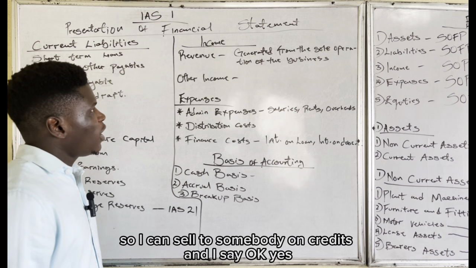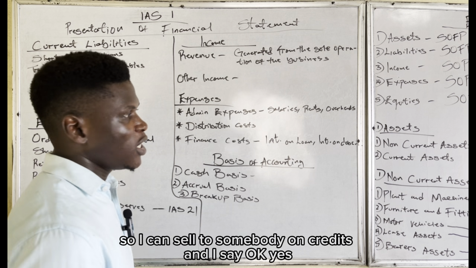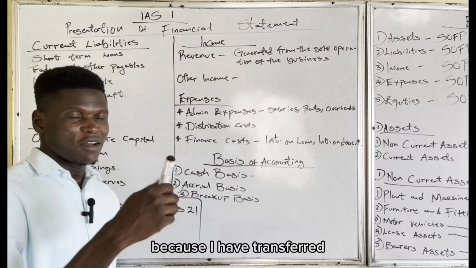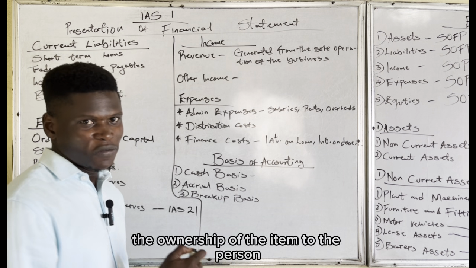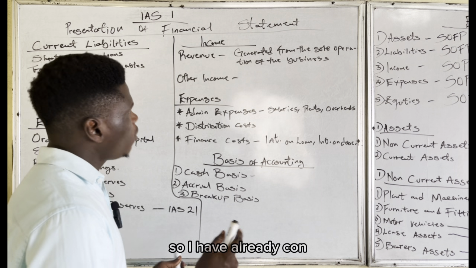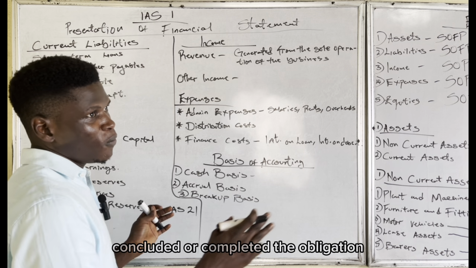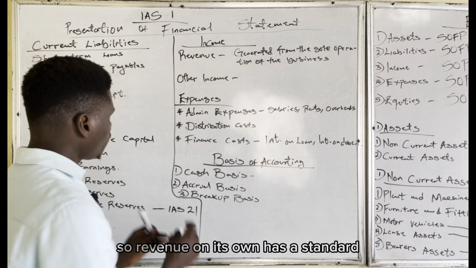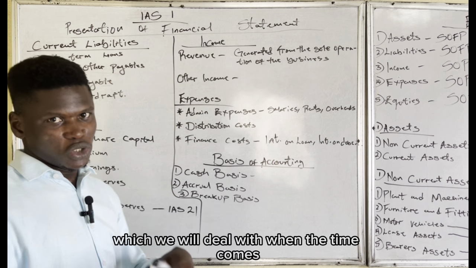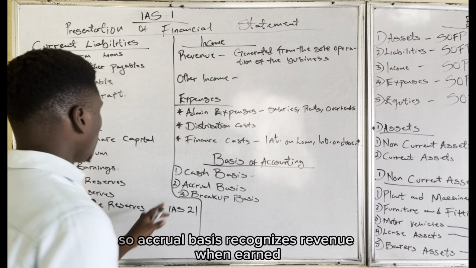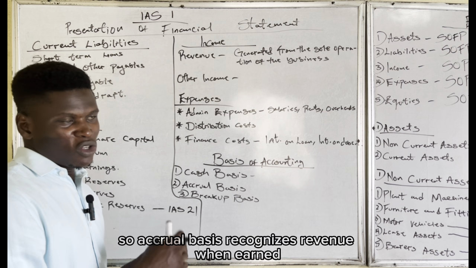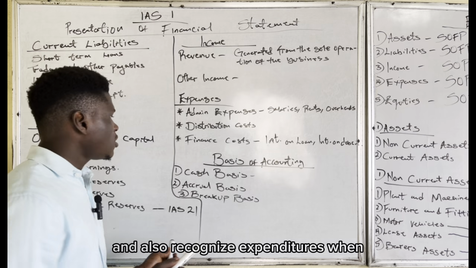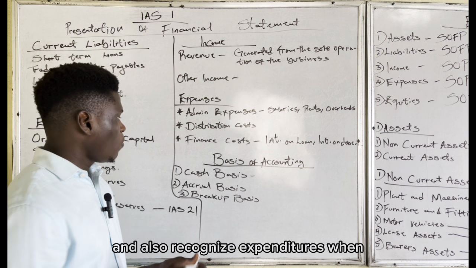So I can sell to somebody on credit and I say, okay, yes, I will be expecting a certain amount from this person because I have transferred the ownership of that item to the person. So I have already completed the obligation which I'm expected to do. So revenue on its own has a standard which we will deal with when the time comes. So accrual basis recognizes revenue when earned and not when cash is paid, and also recognizes expenditures when incurred and not when you actually pay for them.